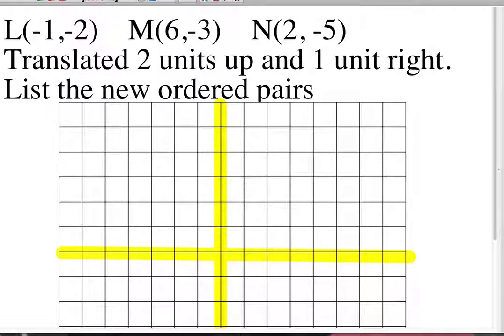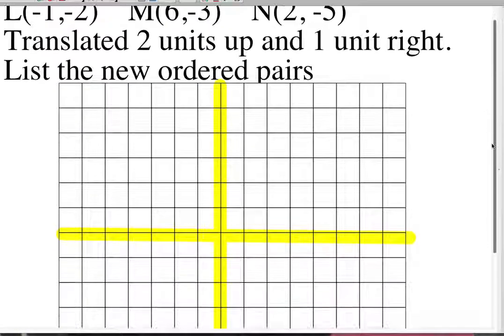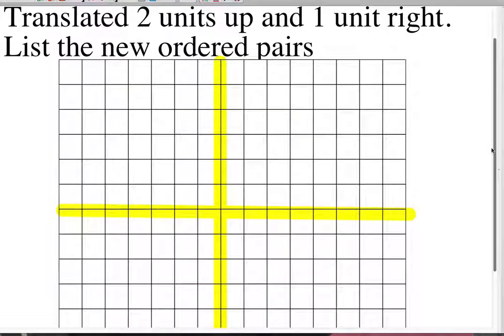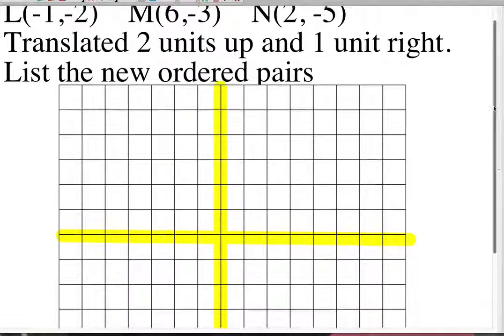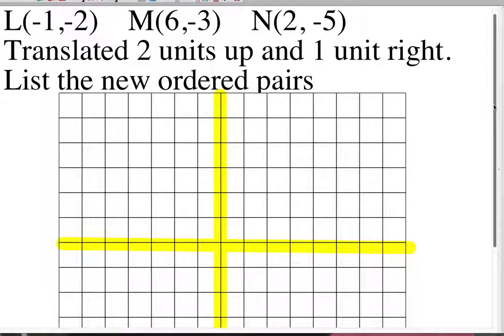Now, this one is pretty much the same as the others. It just now asks you to list the new ordered pairs. So you're going to draw the first one. Then we're going to move it. And then we're going to label the ordered pairs of our new image. Here we go. Here's my original one.